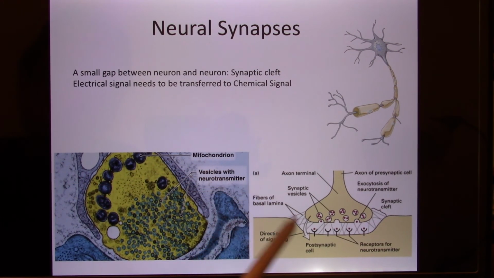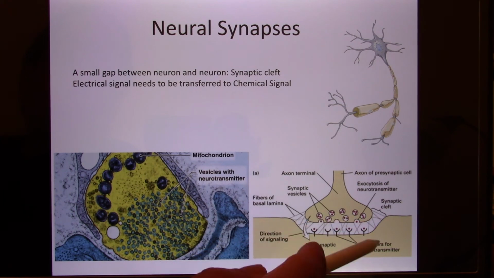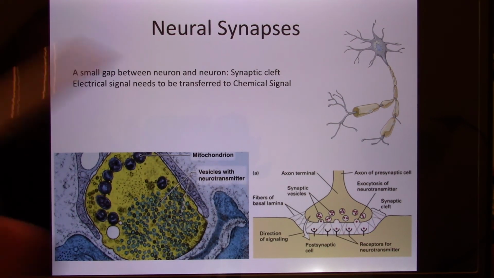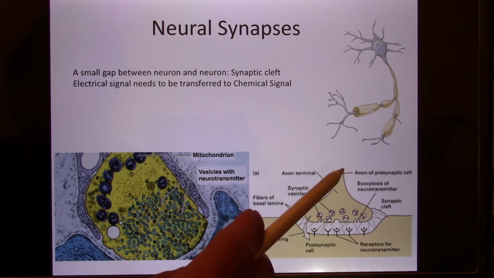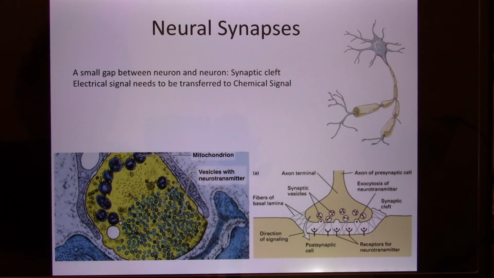But a small gap is still a gap, and the electrical signal that starts from neuron A won't be able to go through the gap to neuron B. So in this area, the electrical signal needs to transfer into a chemical signal. In your brain, you have two kinds of signal: electrical signal and chemical signal. Both of them need to be balanced. If you have too much electrical signal, there's a disease called epilepsy.